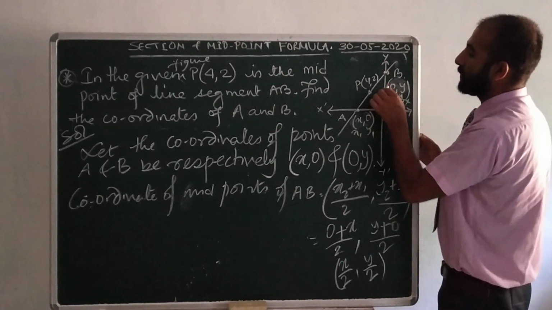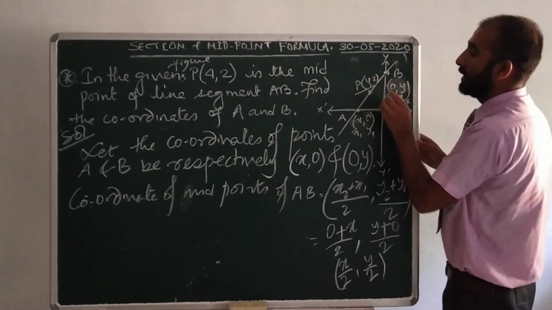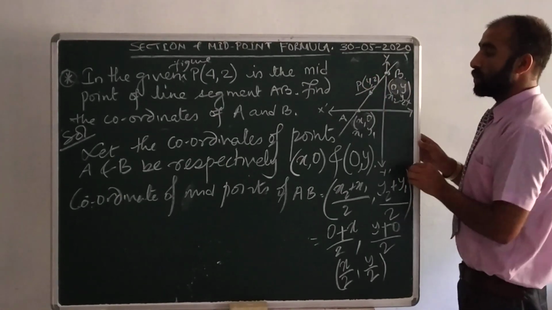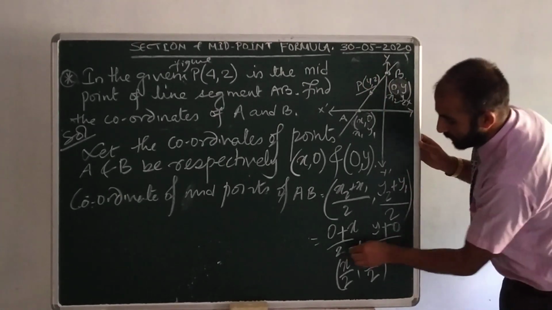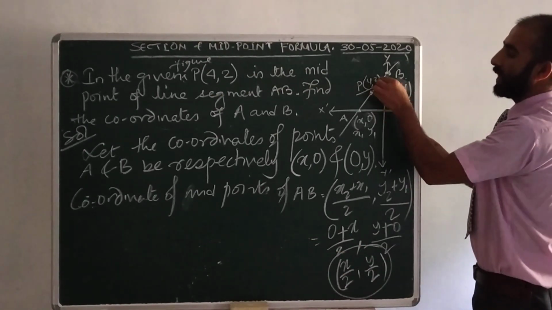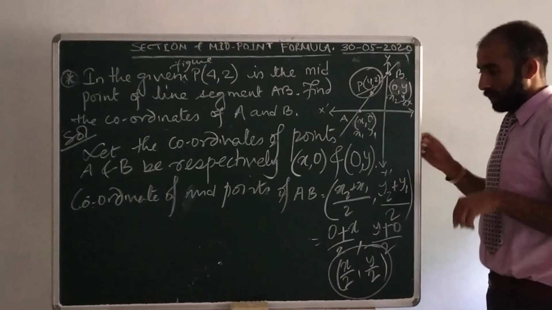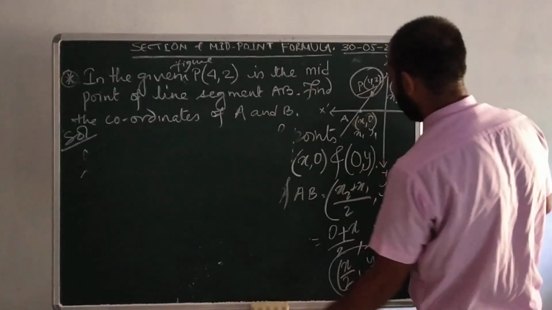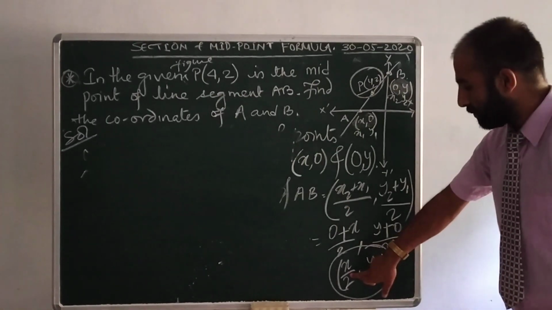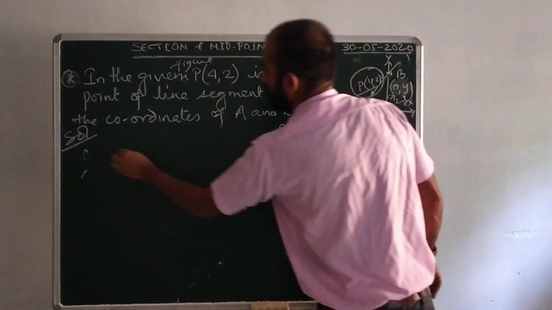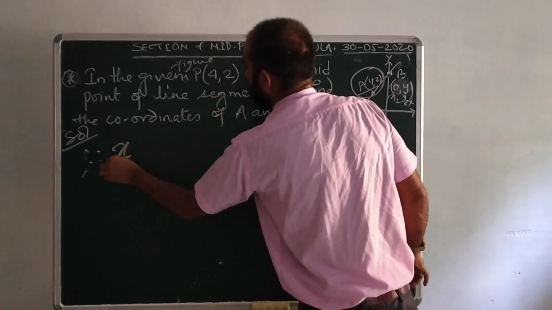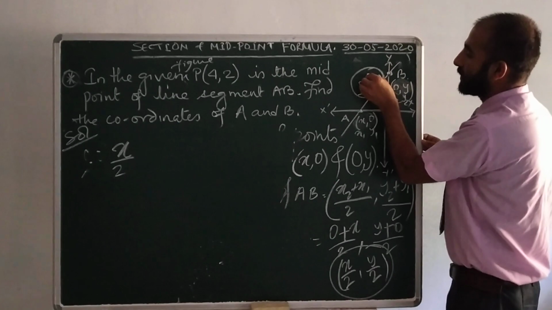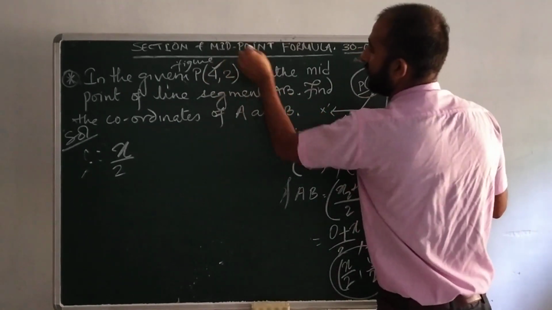So these are the midpoints which we took out using the formula. But the midpoint for this question is already given to us as point P, whose value is (4, 2). So this midpoint we are going to equate with the given midpoint. What we got as the x-coordinate of the midpoint is x by 2, and the x-coordinate of the given midpoint, you can see here, is 4.